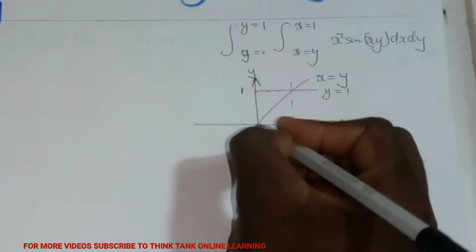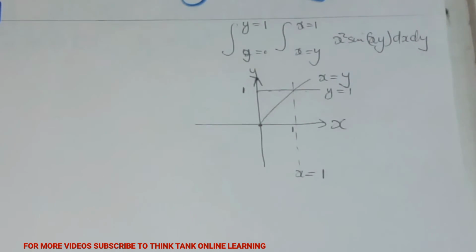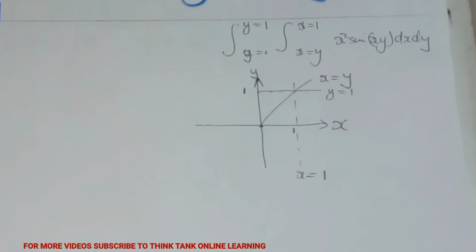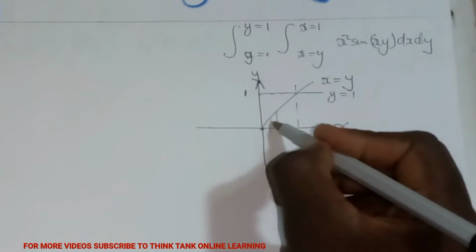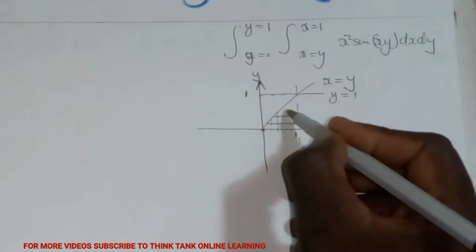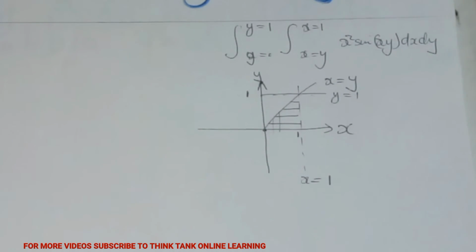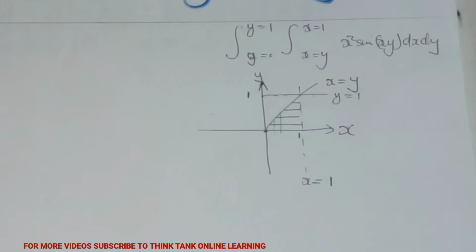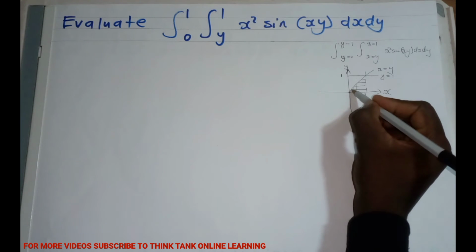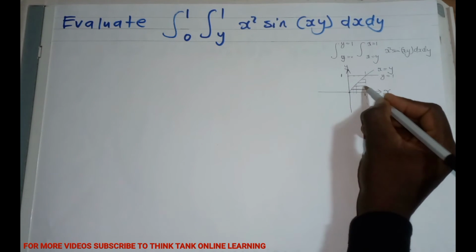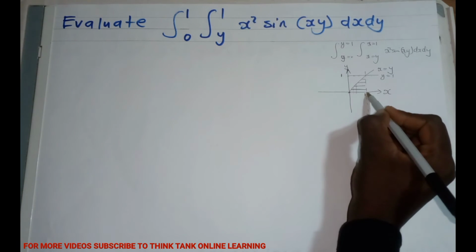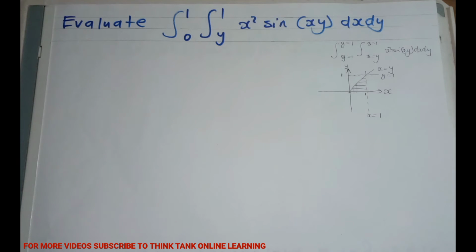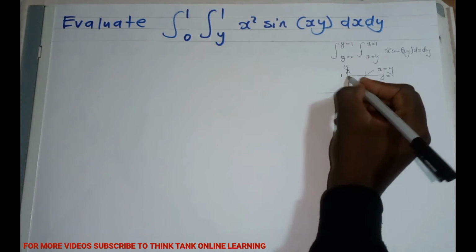And y equals 0. Now as you can see, this is the region I'm dealing with. Since I'm integrating with respect to x first, that's why I've drawn these horizontal lines. That means I'm coming from here to here. But what is my goal? My goal is to change the order of integration. I want to start from here to here.